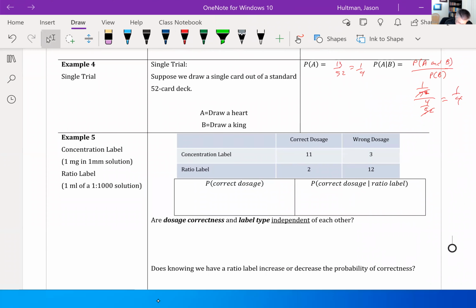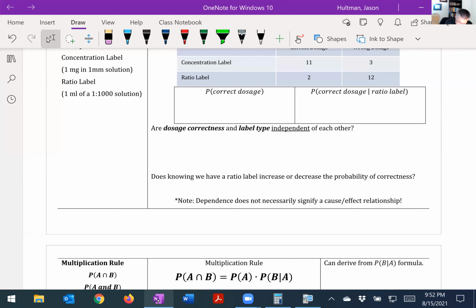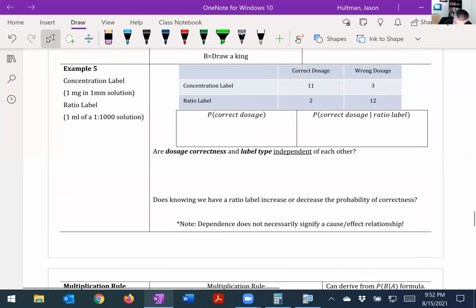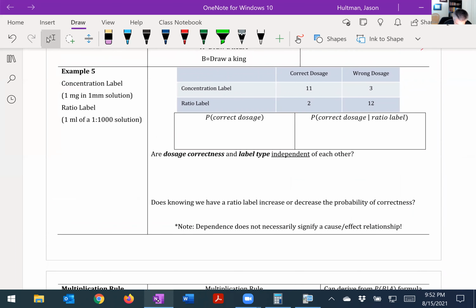Okay, concentration label: 1 milligram in 1 mL solution. Ratio label: 1 milliliter of a 1 in 1,000 solution. So let's see if we can navigate this concentration label and ratio label. On the concentration label, the correct dosage is 11, the wrong dosage is 3. On the ratio label, the correct dosage is 2, the wrong dosage is 12.